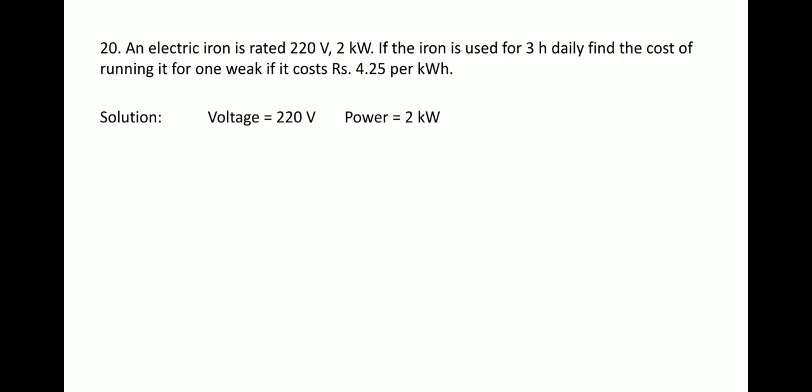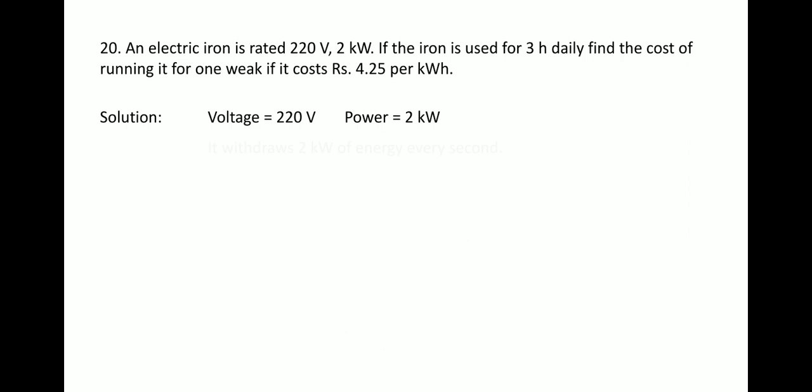Next, question number 20, which appeared in the year 2018 ICSE. An electric iron is rated 220 volt, 2 kilowatt is the power. If the iron is used for 3 hours daily, find the cost of running it for 1 week if it costs rupees 4.25 per kilowatt hour. So, solution: voltage is equal to 220 volt and the power is equal to 2 kilowatt.